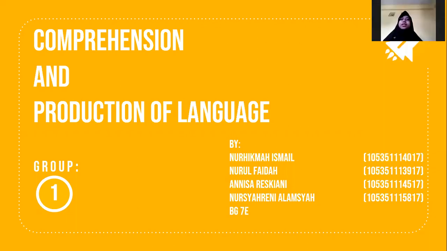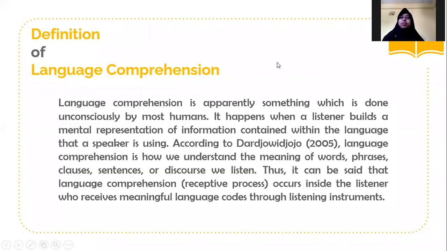I will explain the material of comprehension and production of language. For the first, the definition of language comprehension. Language comprehension is apparently something which is done unconsciously by most humans. It happens when a listener builds a mental representation of information confined within the language that the speaker is using.